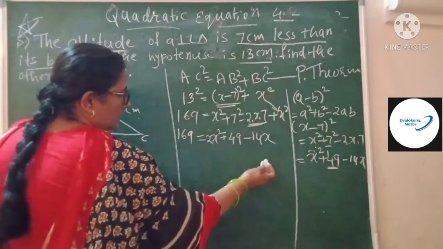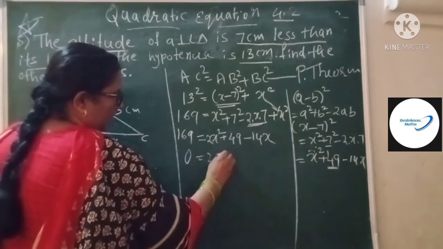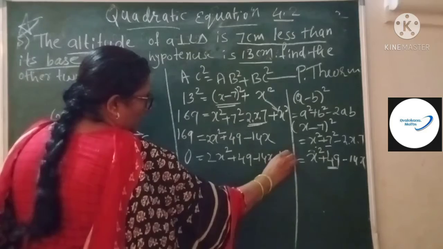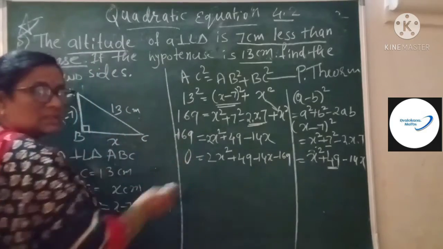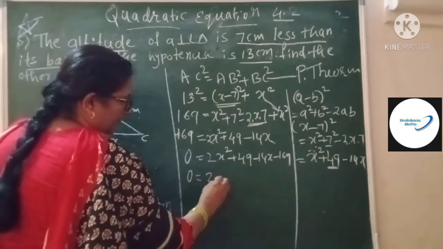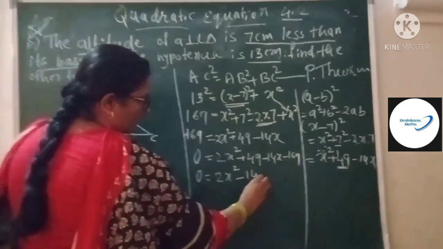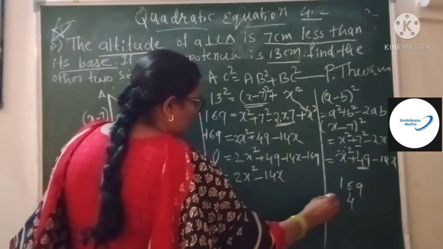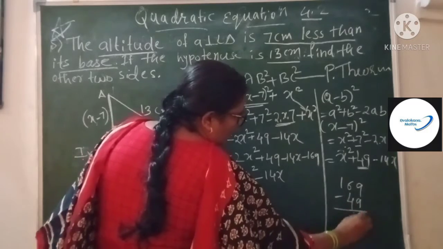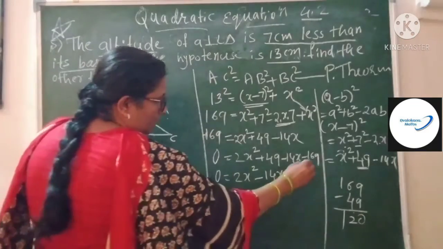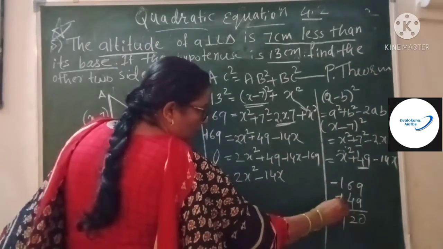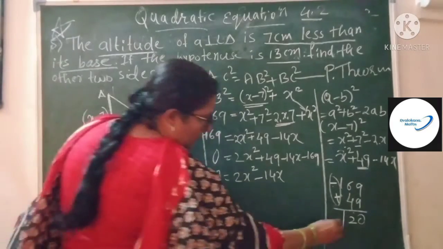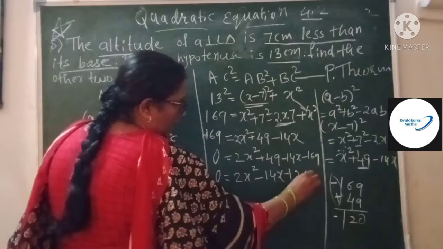Now I'll take this side, making it 0, equal to 2x square plus 49 minus 14x minus 169, because it is plus, it becomes minus. So now 0 equals 2x square, in a systematic way, minus 14x, in the form we want. We have 169 and 49. Very simple subtraction, 120. The bigger number has the minus sign and this is plus. Our operation of these two is subtraction, and the bigger number has the minus sign. Because of that you are going to get minus 120.